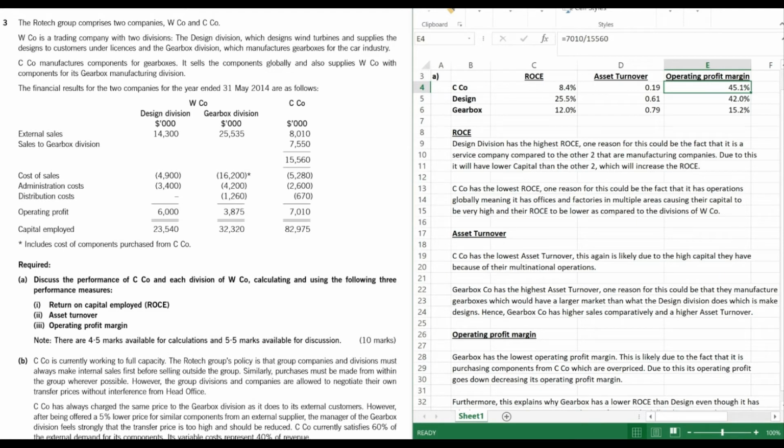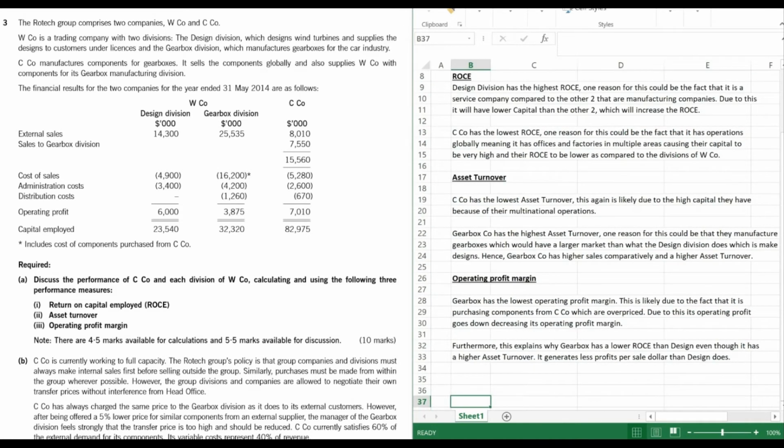Look at the features. CCO, unlike the other two, it's a manufacturer, so you could say, oh, manufacturers have higher profit margins than service companies, but that's not true, because Design Co also has a higher profit margin, and Gearbox was written off because they're buying components internally. One other reason could be that CCO, unlike the other two, sells its components globally. Why do people sell their components globally in the first place? Because there's higher profit margins there, right? So we can make that point, okay?